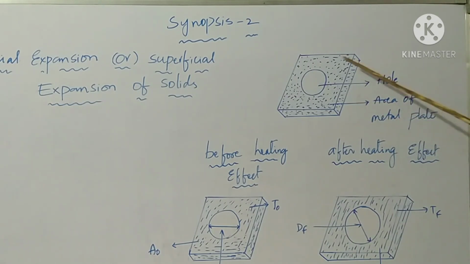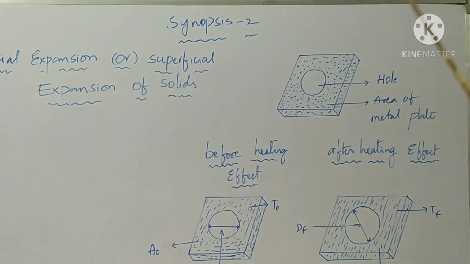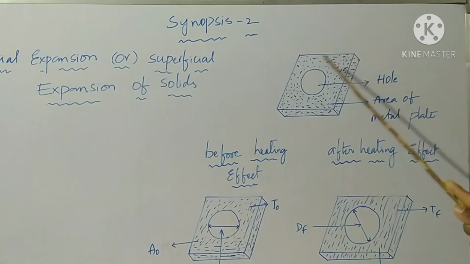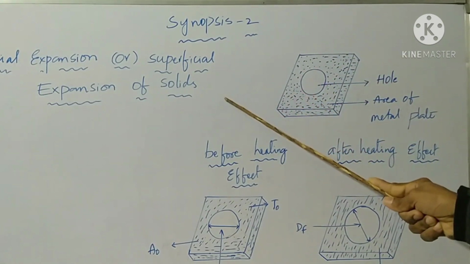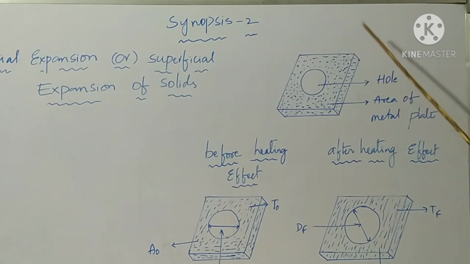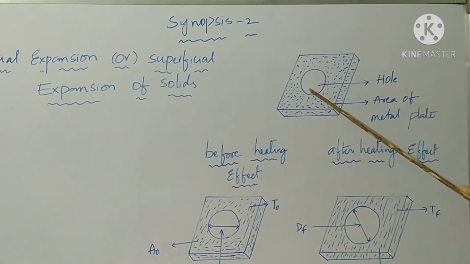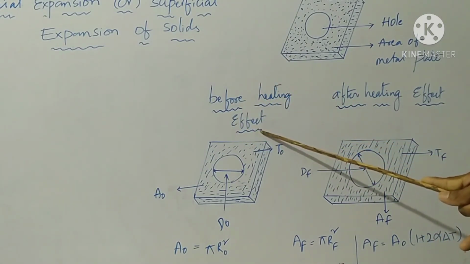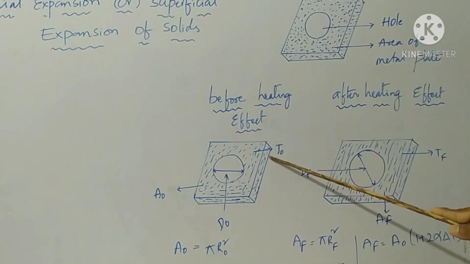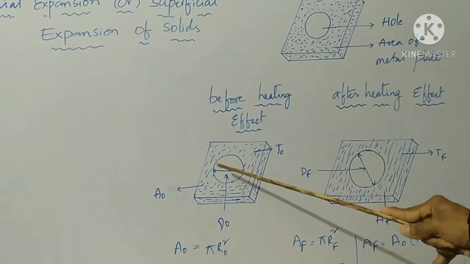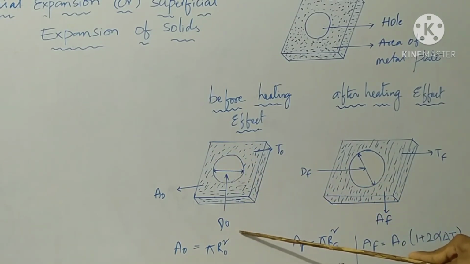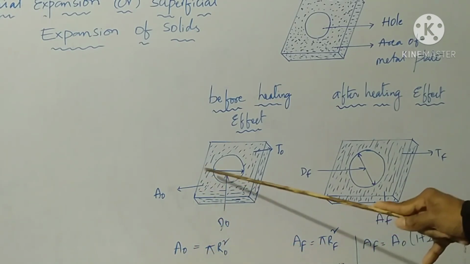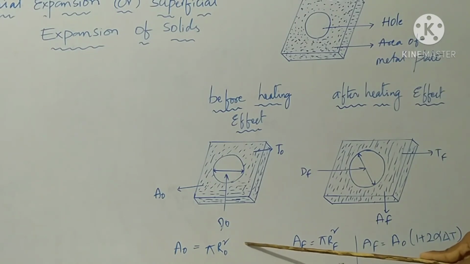Here we take a steel metal plate and make a circular hole at the center of the plate. Why? Because when this metal plate is affected by heating, its surface area will increase, and its diameter also increases. At the starting temperature, before heating, the initial temperature is T naught, the diameter of the hole is D naught, and the area of the metal plate is A naught. So the area of the hole is pi r naught square.